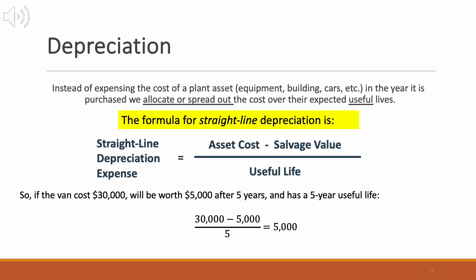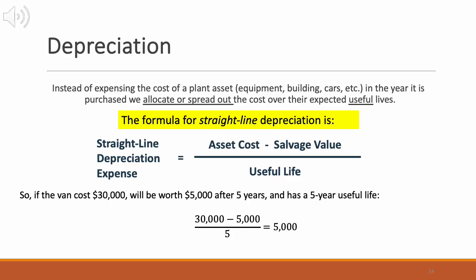When a business buys something big like equipment, a building, or a car, it wouldn't make sense to treat the whole purchase as an expense in just 1 year, because the business will use it for many years. Instead of recording the cost all at once, we spread out the cost over the asset's useful life. That spreading out is called depreciation.